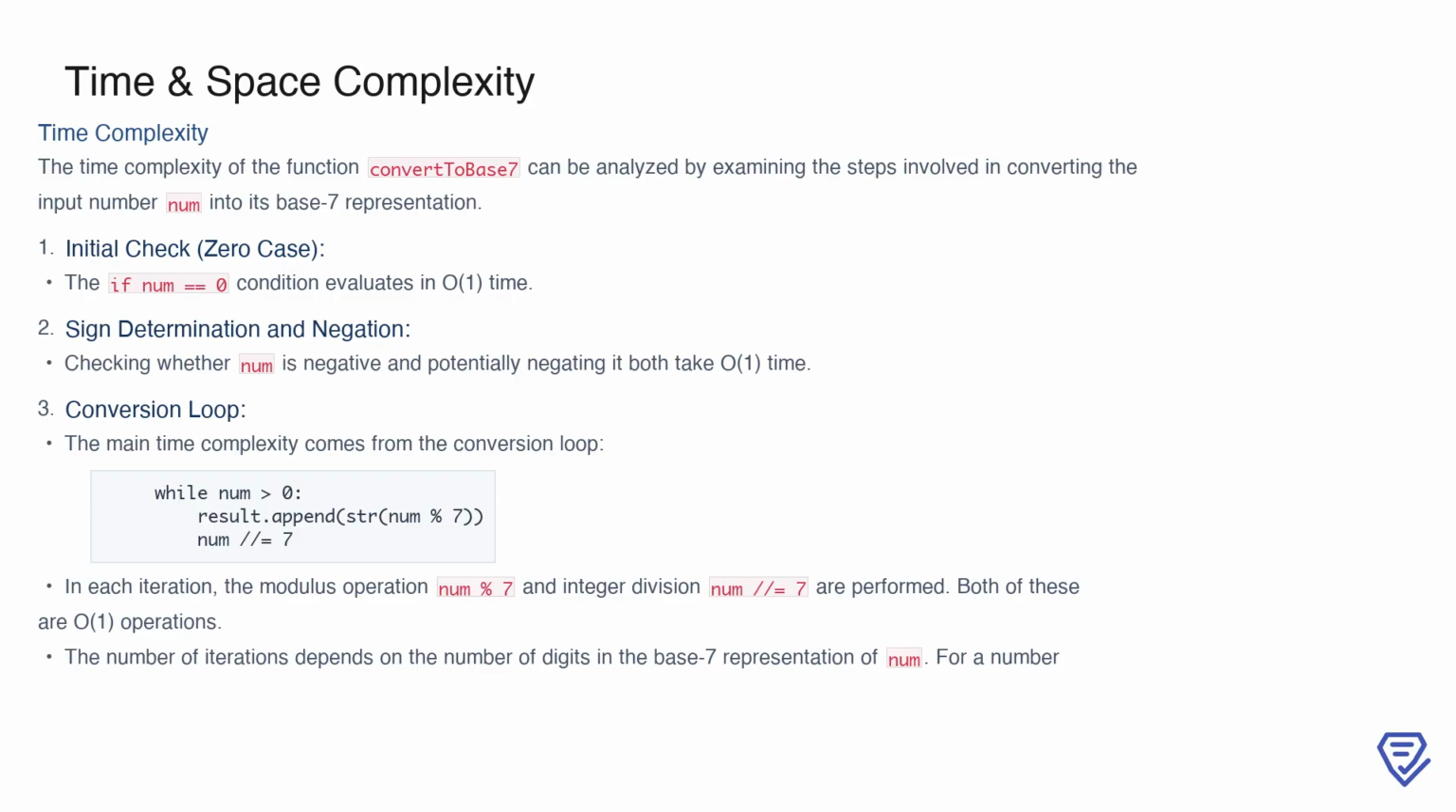However, the loop's total number of iterations depends on the number of digits in the base 7 representation of the input number. For a number, the number of digits in base 7 is proportional to the logarithm of the number to the base 7, or log_7(number). This is the key factor that determines the loop's runtime.